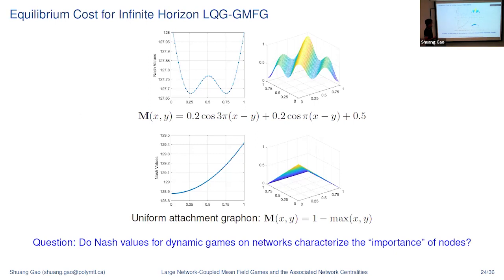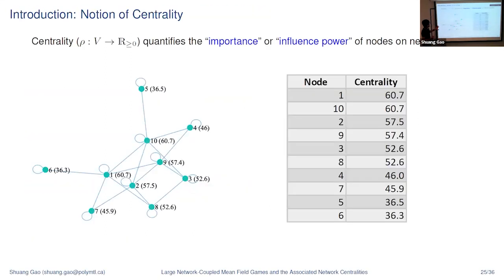Now, up to here, it seems like these Nash values do tell us something about these underlying graphs. And so the question that we ask is, can these Nash values for dynamic beamforming network help us to characterize the importance of nodes on the network? So this leads to the discussion of fixed point centrality.